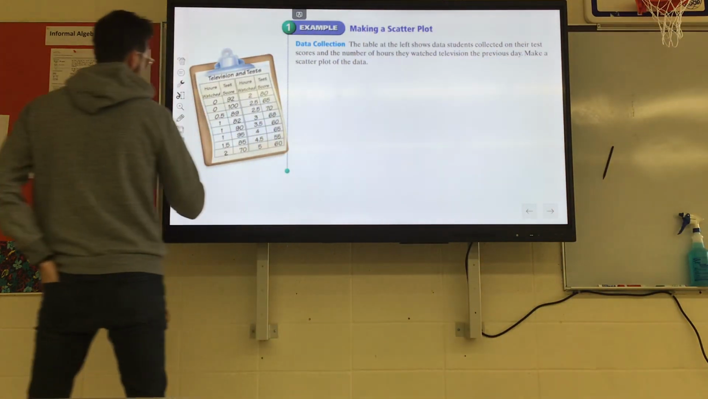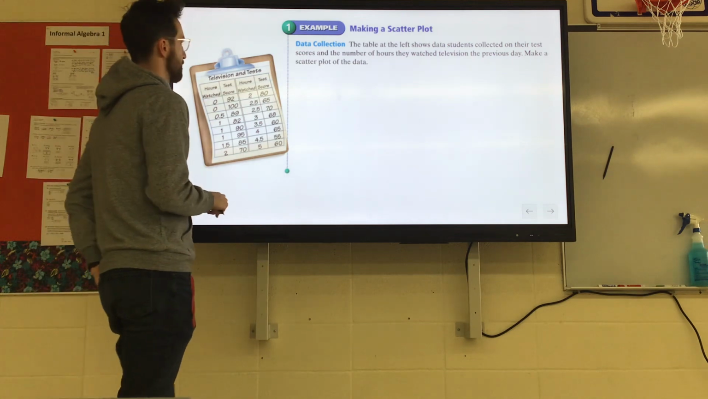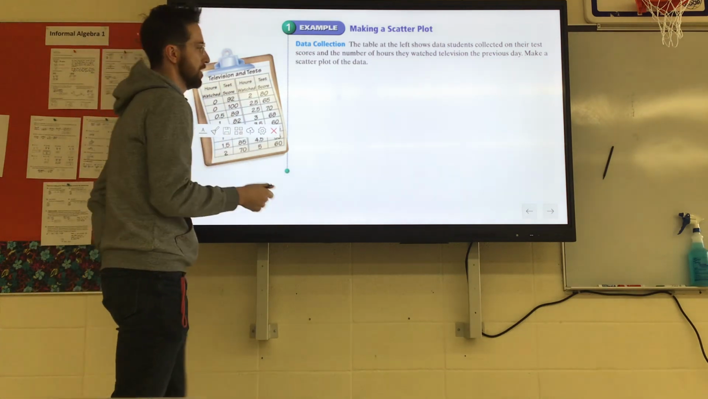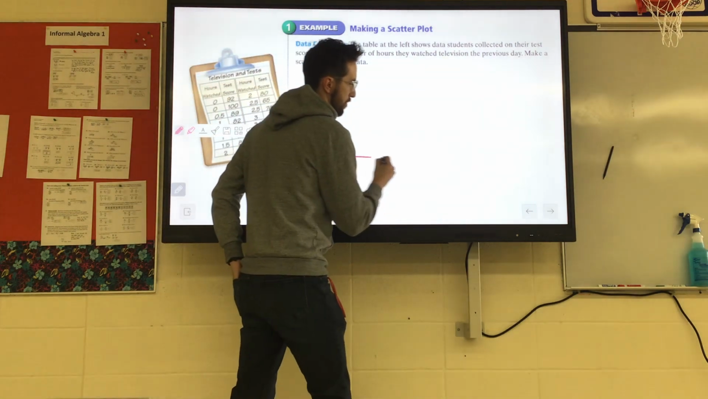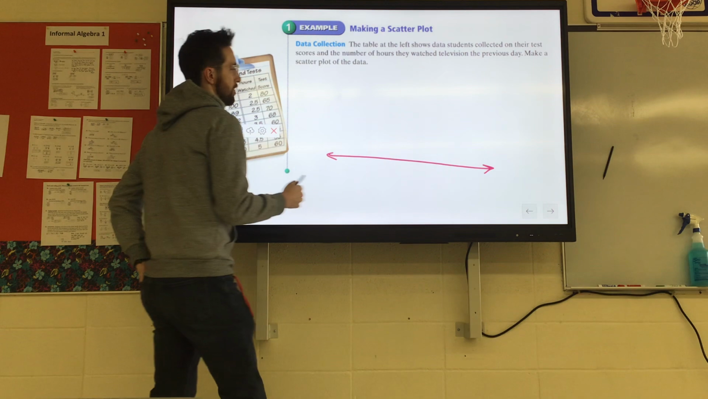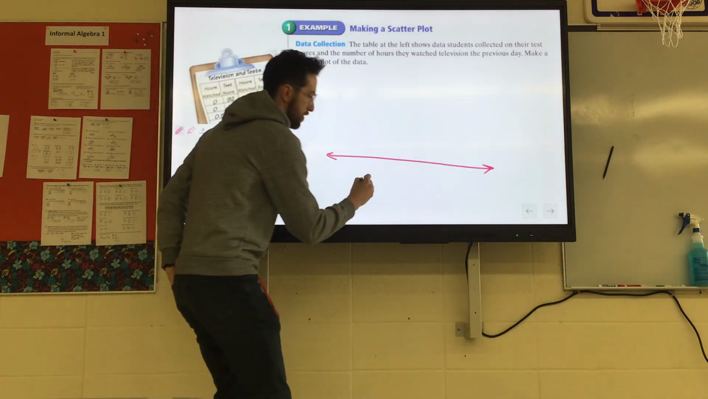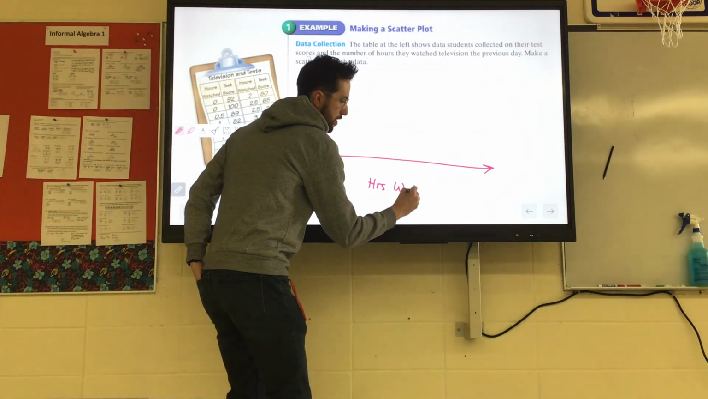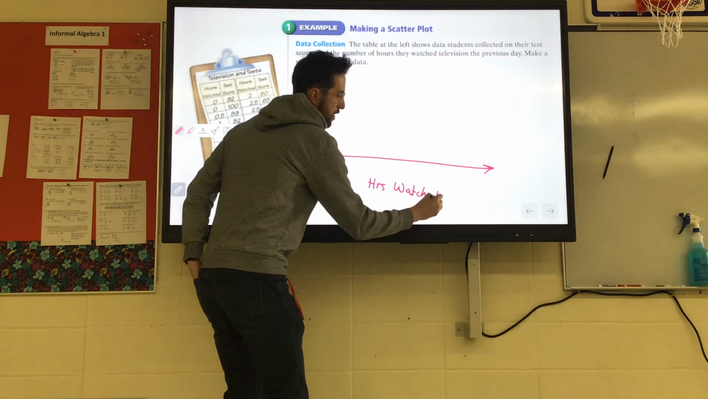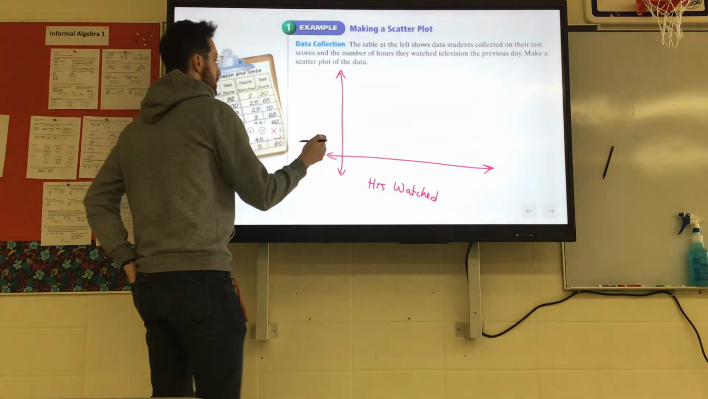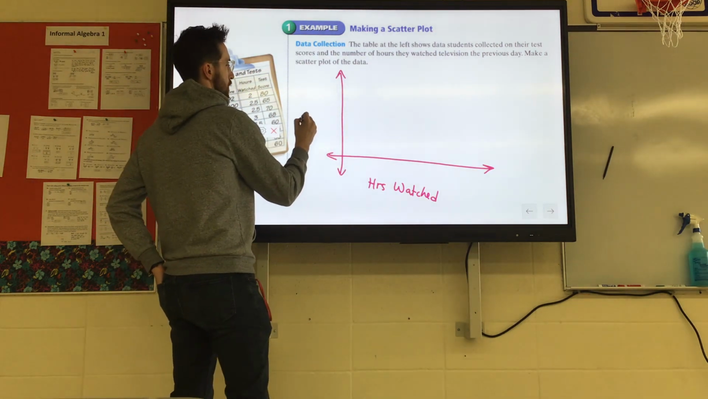Fun. All right. So our first thing is the hours watched. The second thing is the test score. Usually the first thing they give you, you're going to want as your x-axis. So this would be our hours watched. And then the vertical one, the y, would be the second thing they give you, which in this case is their test score.